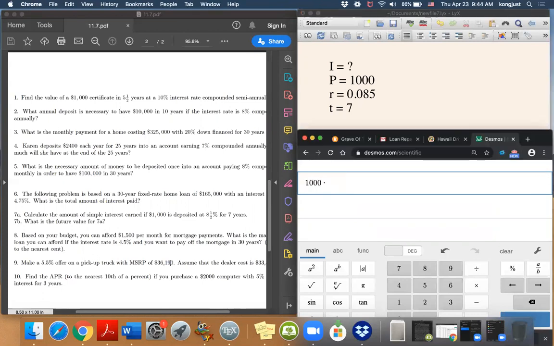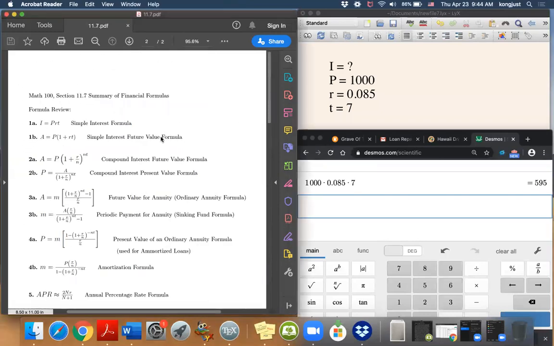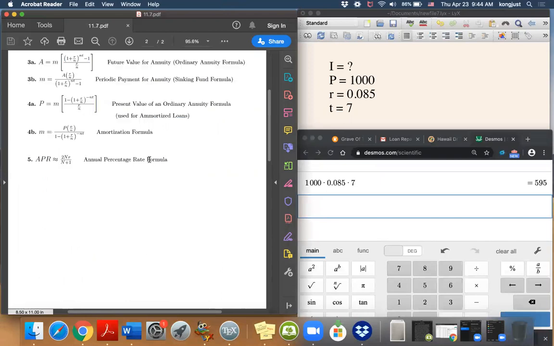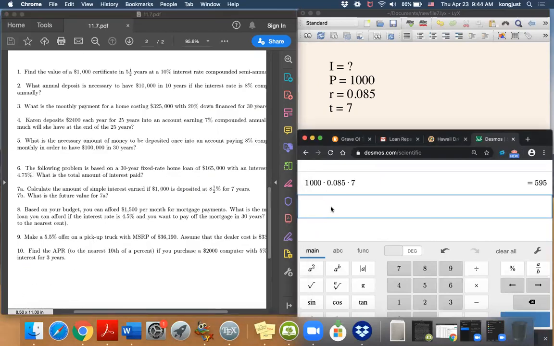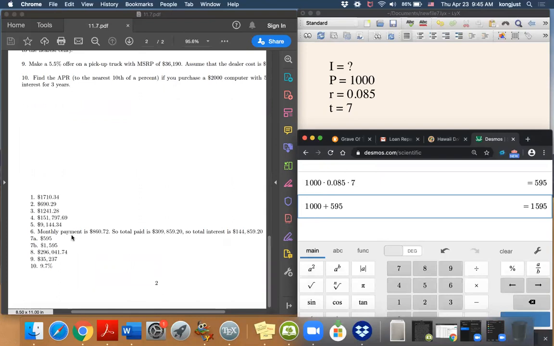1,000, 0.085, and $595 is the answer. Okay, 7B is a follow-up. What's the future value? Well, you could use 1B if you want. This is the simple interest future value formula, right? But since I already calculated the interest just now, I'm just gonna add that to my original. 1,000 plus 595 gives me 1,595. And there we go. Here's 7A and 7B.